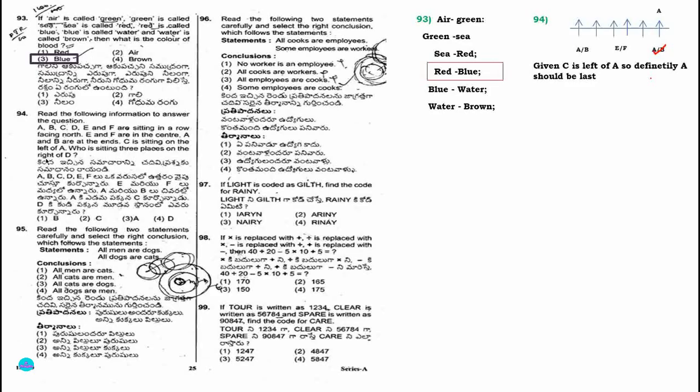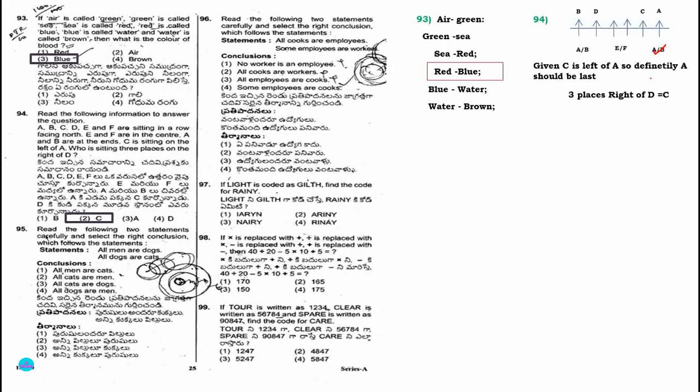Next one. Who is sitting 3 places on the right of D? They are asking who is sitting 3 places right of D. Now if A is this, then this is B. And they are sitting 3 places right of D, so this will be D. The option for D is this only, because right of D, 1, 2, 3. What will be left out here? C. So the answer is 3 places right of D is C. Answer is option 2, C.